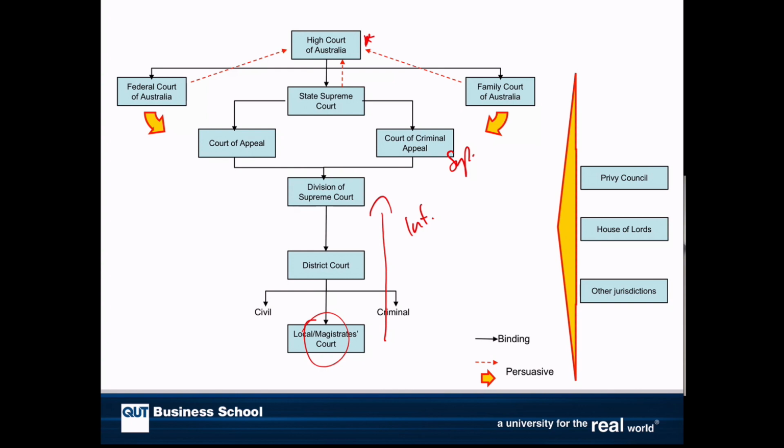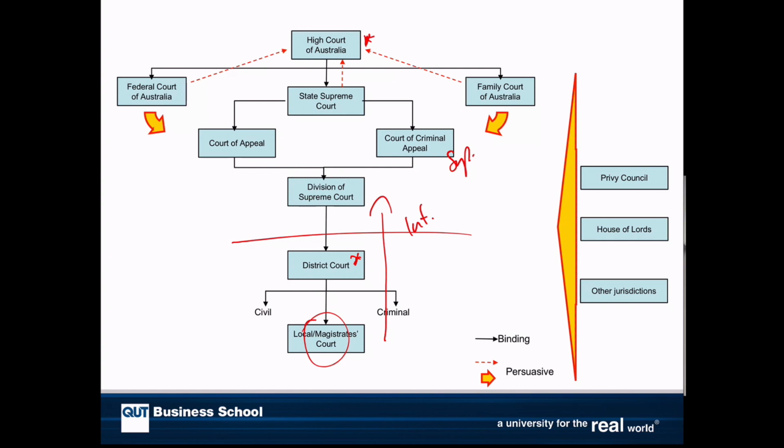And as we go up, fewer courts become binding. So if you're in the District Court, it's only the appeal division, or if we get up into the Supreme Court and the High Court that become binding, and so on. So you see, it depends where you are in the hierarchy as to what's binding.